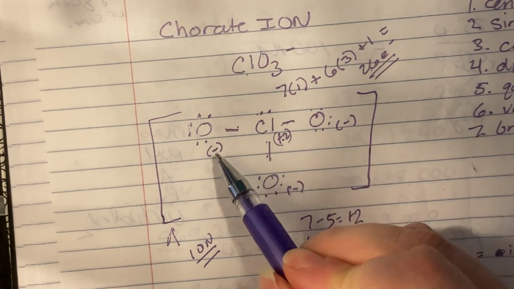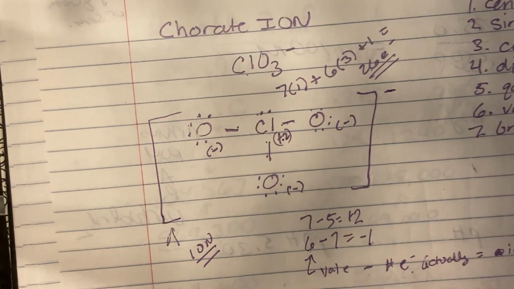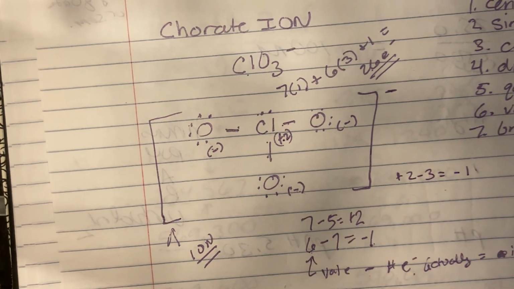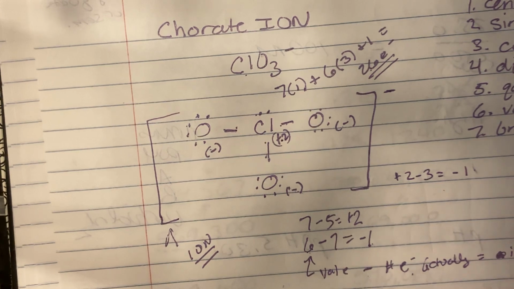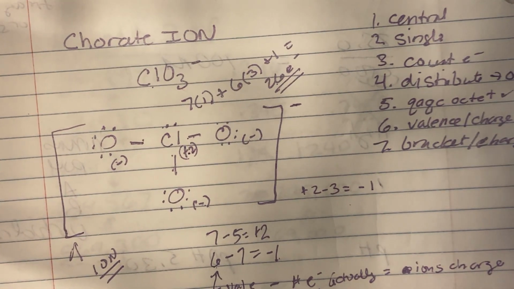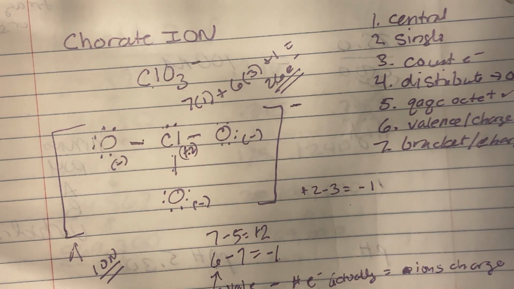And I have this +2 cancels with that guy, so I'm just left with 1 negative at the end. Or +2 minus 3 equals -1. However you want to do that, just make sure you're double checking your brackets and your charge at the end so that you know that you have the complete structure. Again, this may or may not be the actual structure, but follow all year 1 rules when you're doing this.